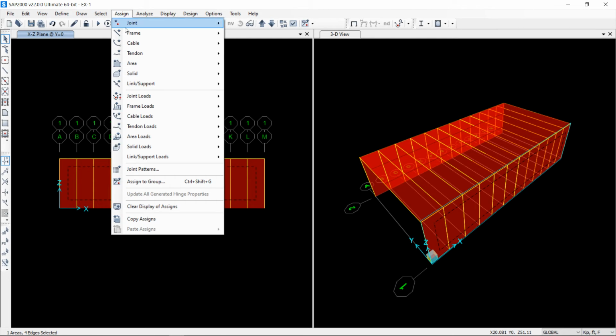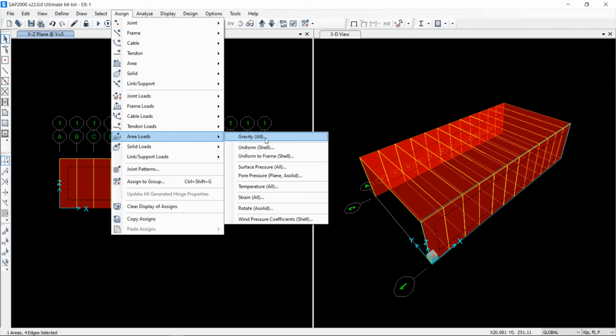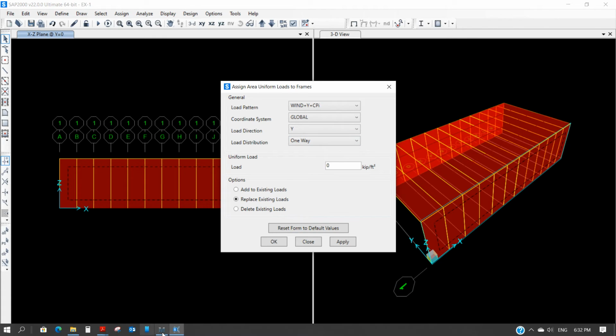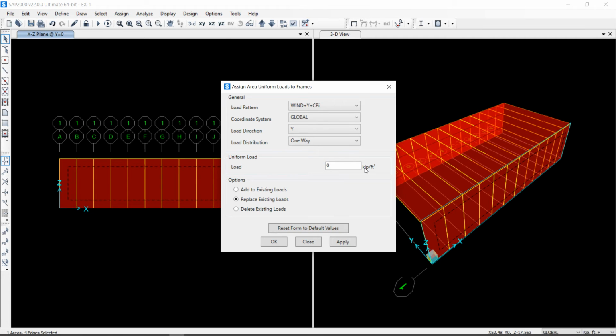We will assign area load, and here there are various options. Is it a gravity load, a uniform load on the shell, or a uniform to frame applied on the shell? We will select this one. Our load case is wind blowing in positive y direction with positive GCpi. The direction is positive y. Load distribution is one way, and our load is 19.177. So let's select the proper unit, pound per square feet, and this is 19.177. So this load will be in positive y direction. Let's apply.